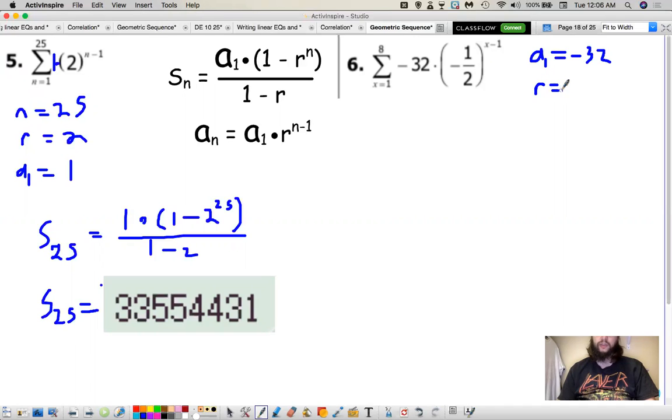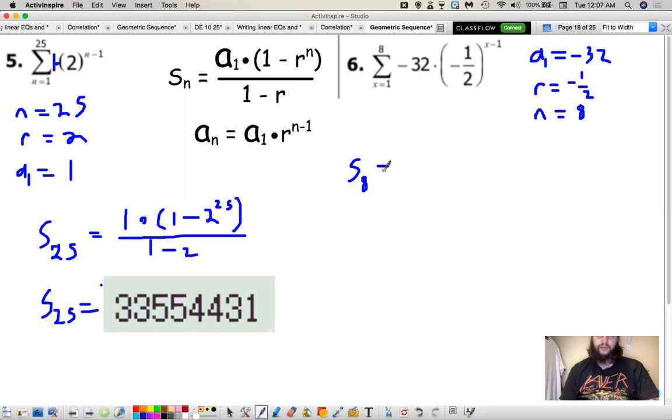R is the thing that's being raised to a power. That's negative 1/2. N is the last thing we need, which is 8, of course. Stopping at 8 because there's 8 numbers. 1, 2, 3, 4, 5, 6, 7, 8. 8 numbers, just a number of numbers. Plug it in.